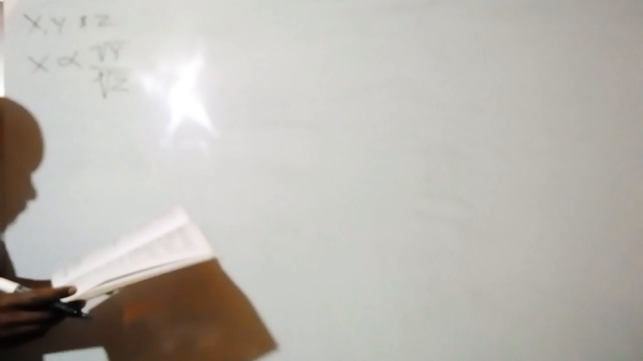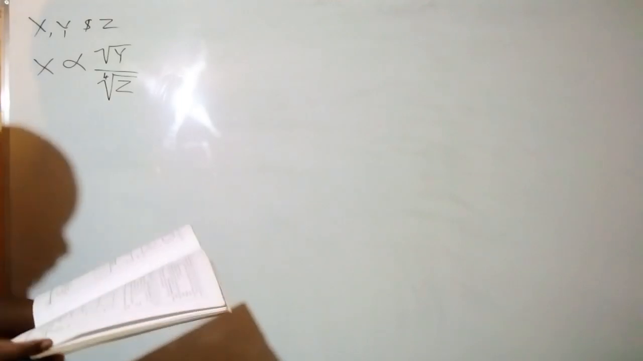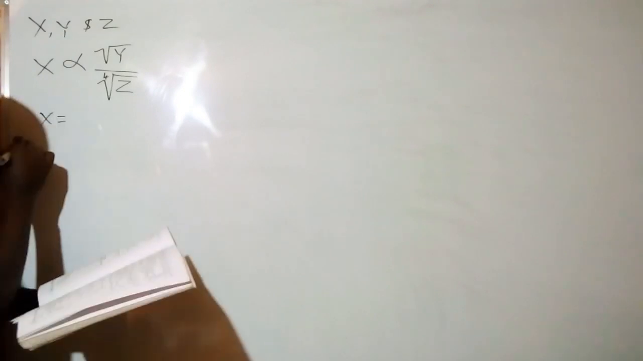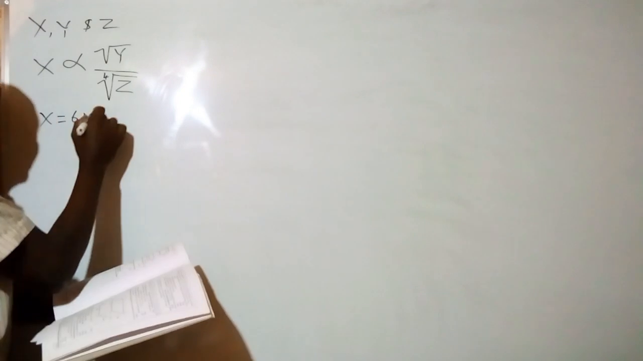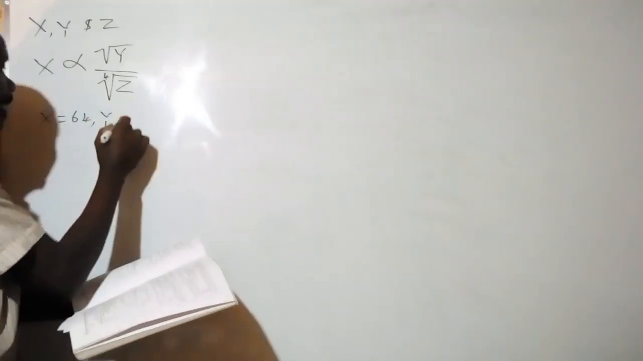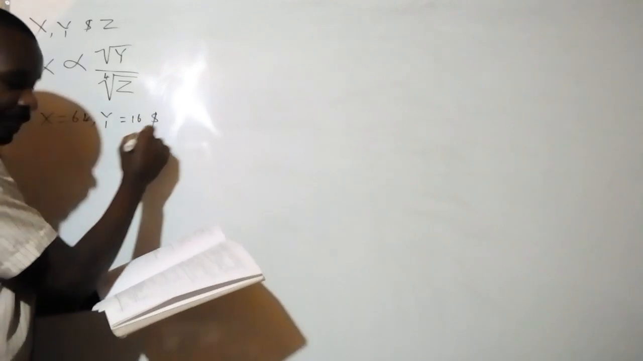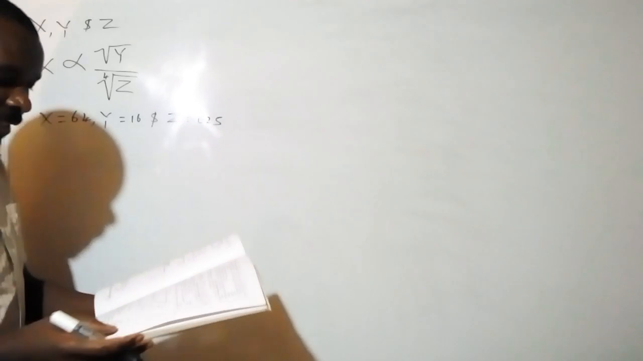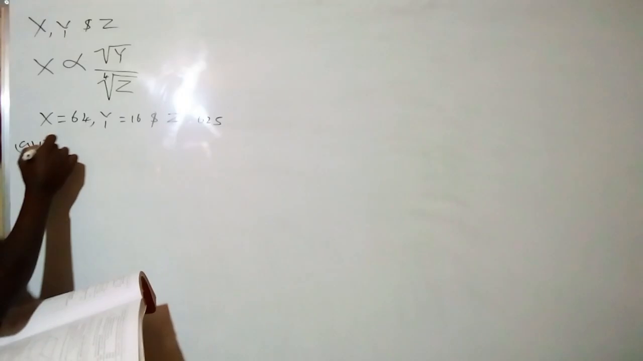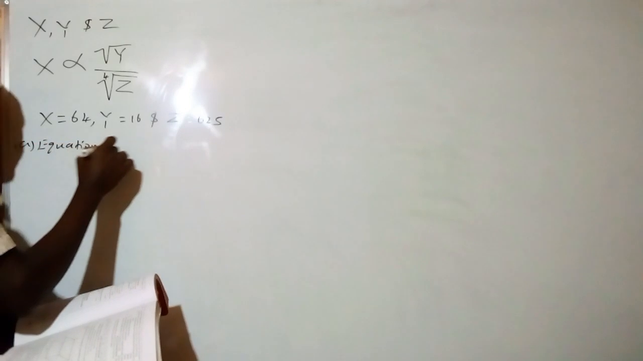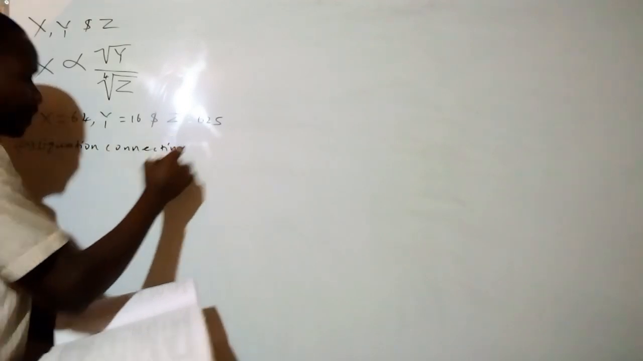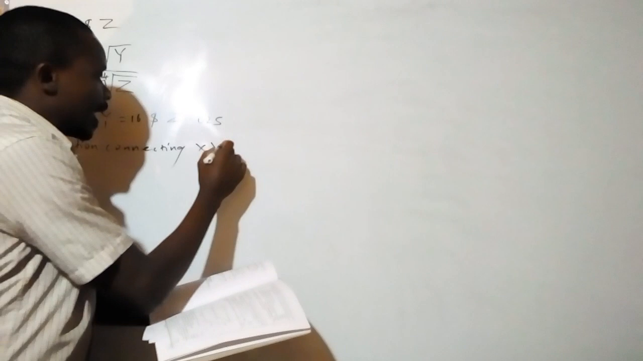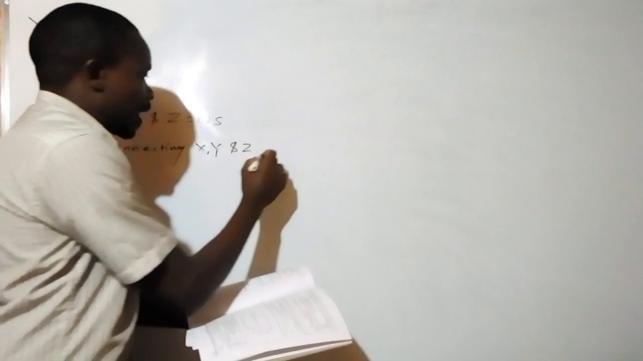When x is equal to 64, y is equal to 16, and z is equal to 625. Determine the equation connecting x, y, and z. Those are 4 marks.